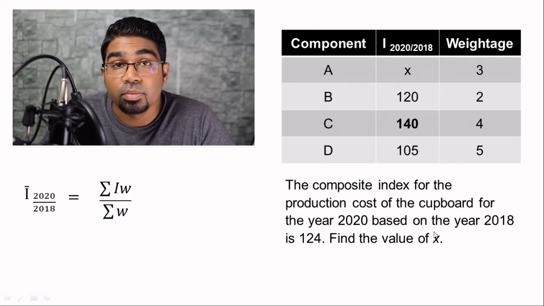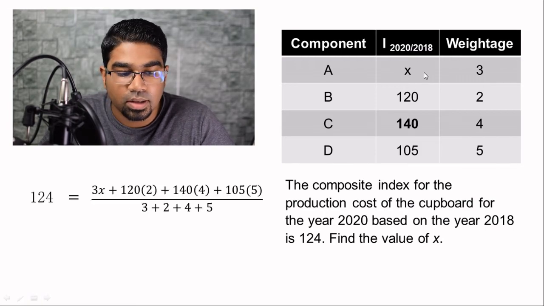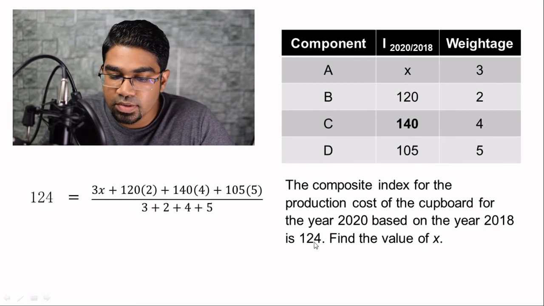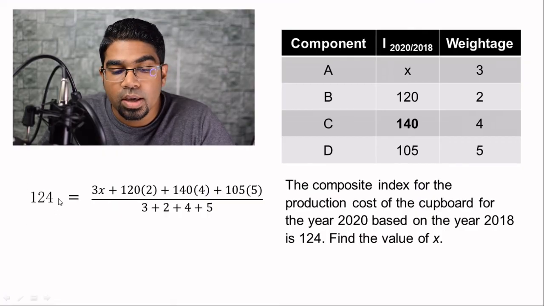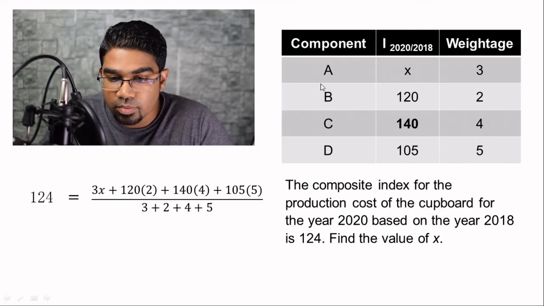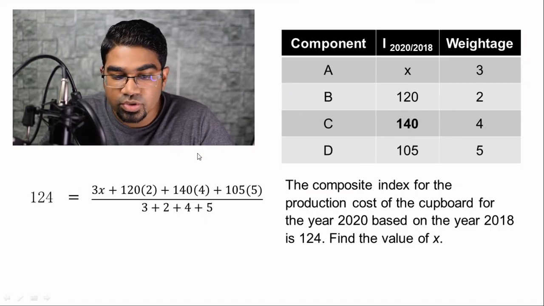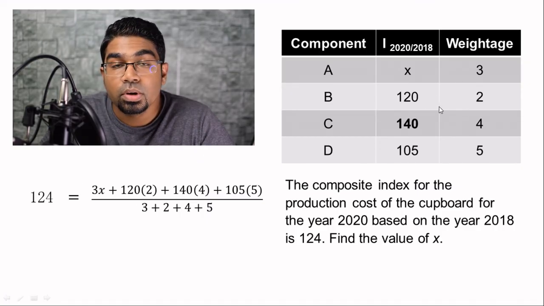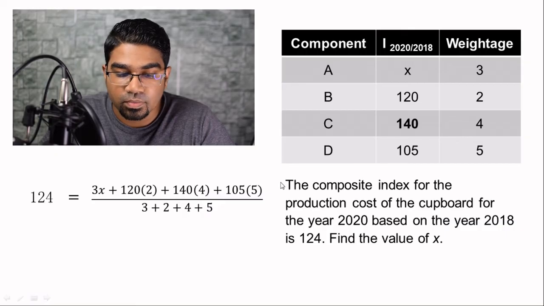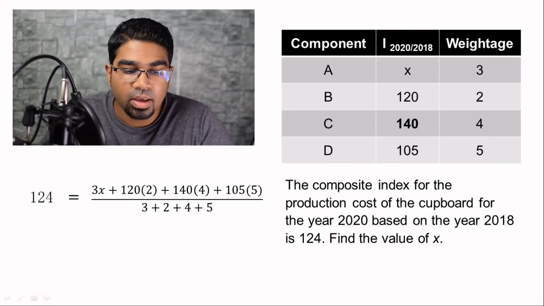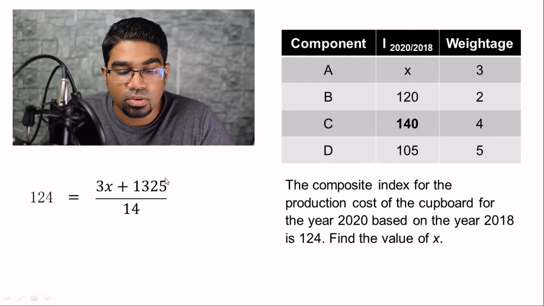Now let's apply this formula to answer this question. So we are required to find the value of X. Let's do this. The composite index is given to us, 124, and then we just apply the formula. So 3 times X, this is 3X, 120 times 2, 140 times 4, and 105 times 5. We add everything together, divide by the sum of weightages. So 3 plus 2 plus 4 plus 5. And when we solve this, we get X is equal to 137.